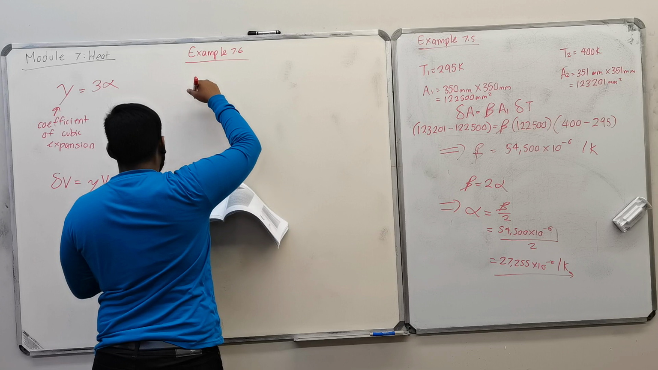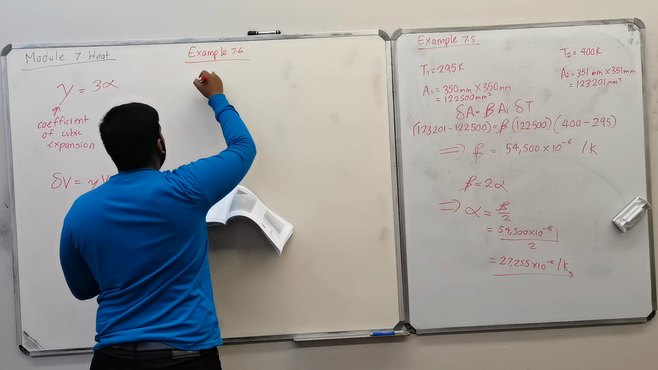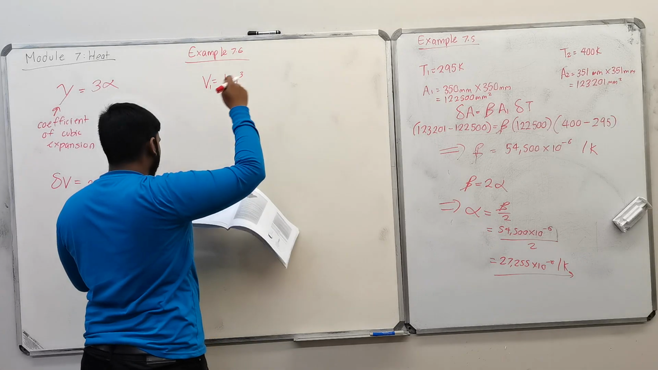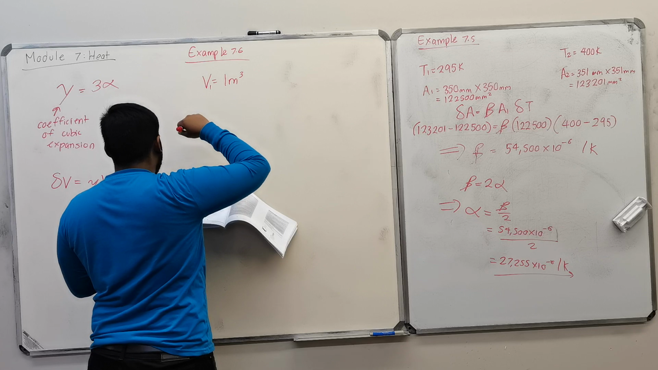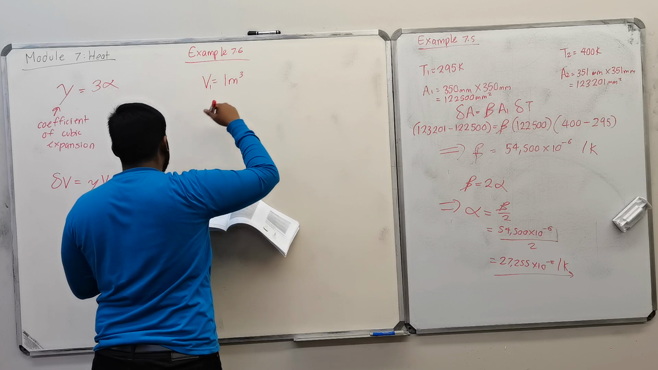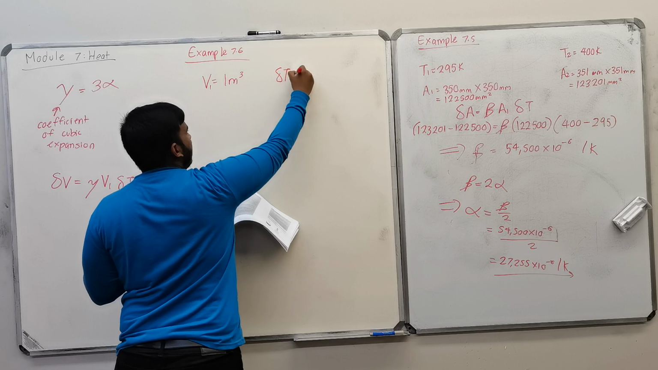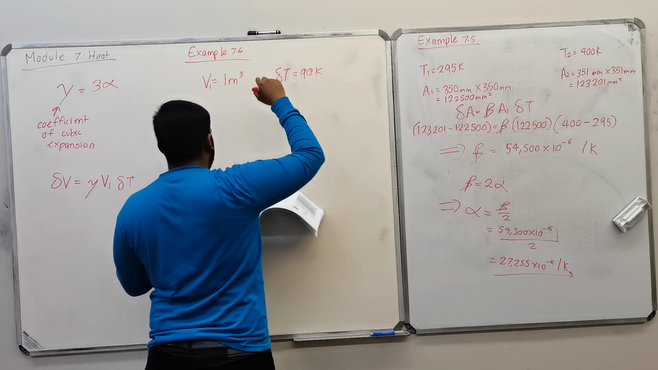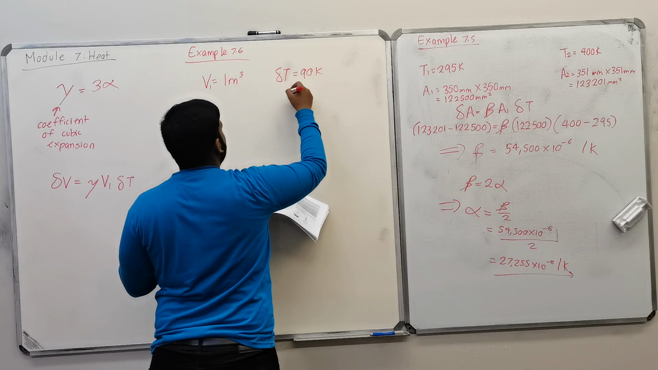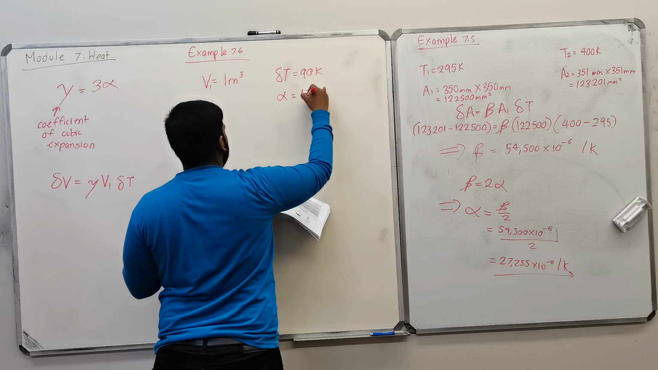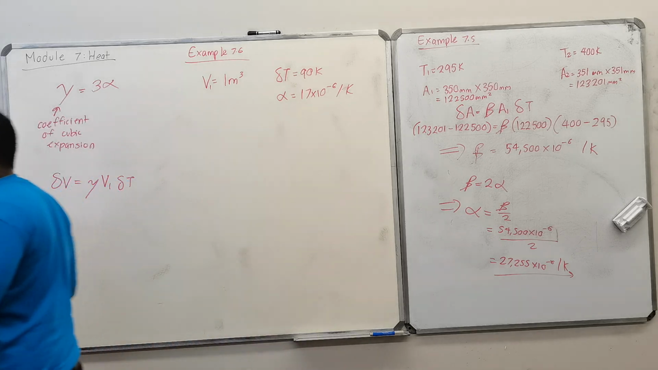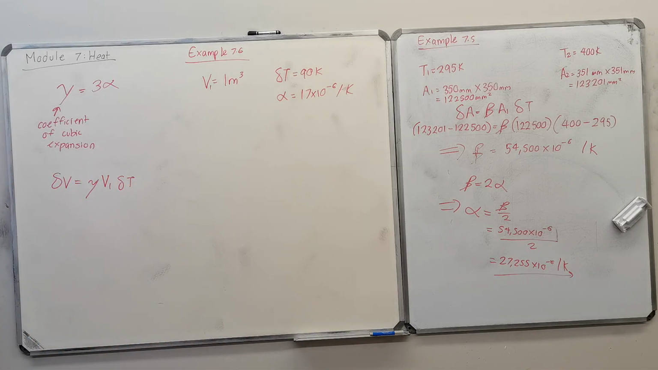Example 7.6 tells you that a spherical container has a volume of 1 meter cubed. So your initial volume is 1 meter cubed. Calculate the increase in volume if your temperature increases by 90 Kelvin. So they gave you the change in temperature, 90 Kelvin. And the linear expansion coefficient is equal to 17 times 10 to the minus 6 per Kelvin. They want you to work out the change in volume.